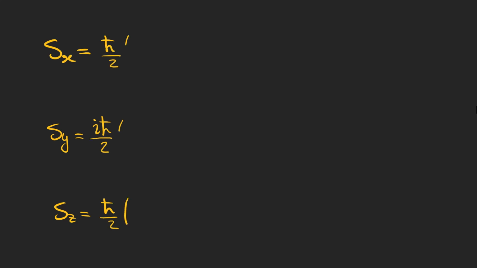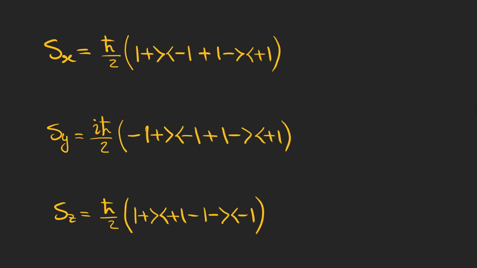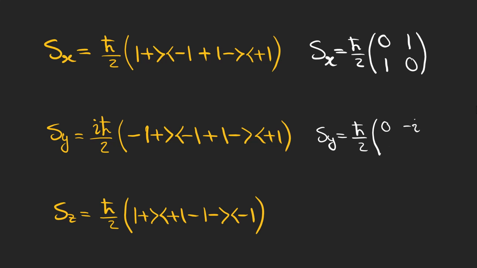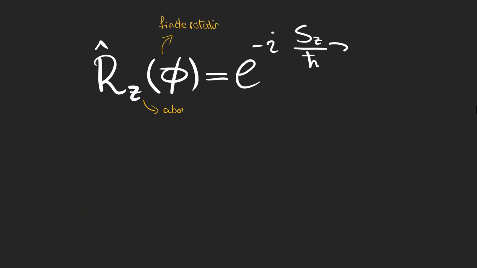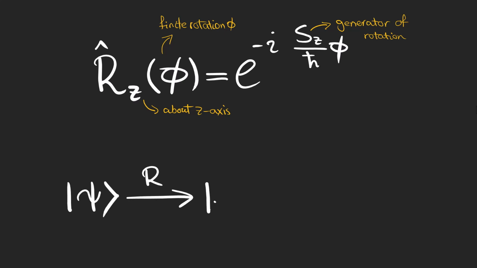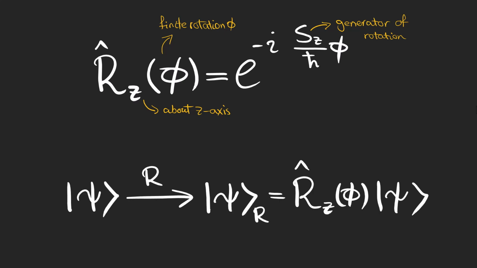The three operators associated with the three components of the spin angular momentum in this basis can be written in this form. This is the matrix representation of Sx, this matrix represents Sy, and finally this one is the representation of the z component. In the previous video, we learned how this expression can give us a finite rotation about the z-axis in which the angular momentum operator is the generator of rotation. It means that if we use this operator on a given state ket, it gives the rotated version of the ket. You might ask if this rotation really rotates the physical system.